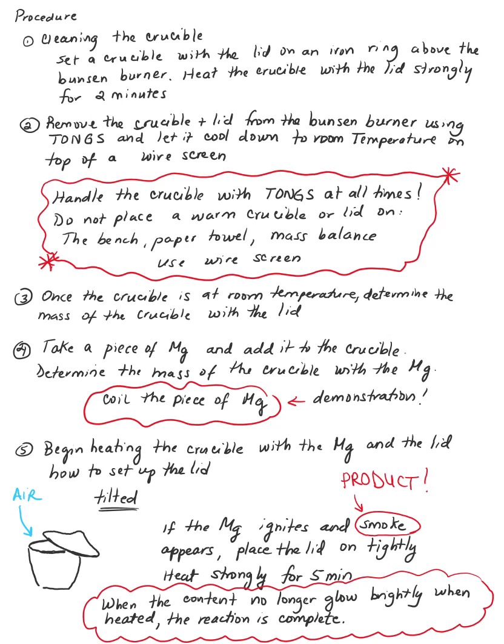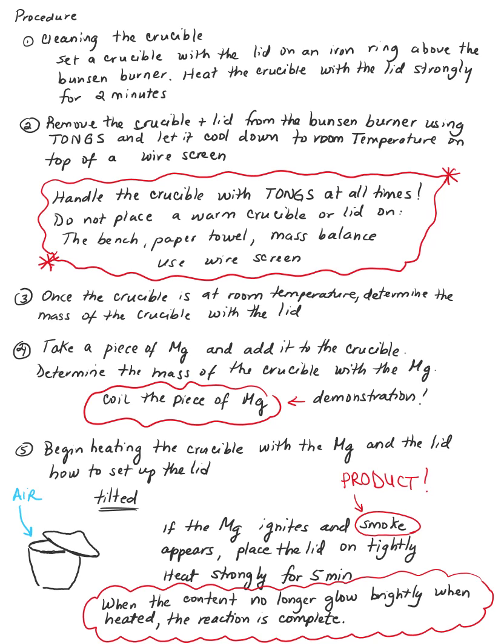Once your crucible is at room temperature, take the crucible with you to the mass balance in the book so you can write down the number. So you're going to determine the mass of your crucible, and remember to copy all of the numbers that you have in the mass balance. Write down the number for the mass in your book, and now you need a piece of magnesium.